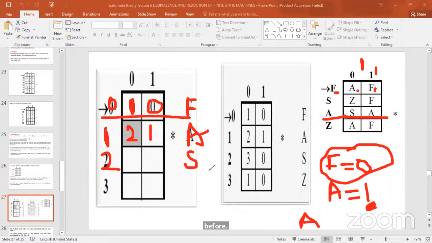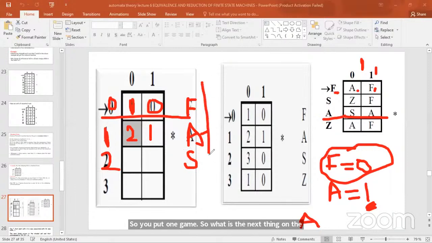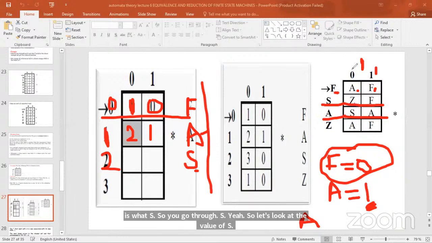So what is the next thing on the table here? S. So you go to S here. Let's look at the value of S, the input combination of S. Now you're on S. You read a 0. Where do you go to?